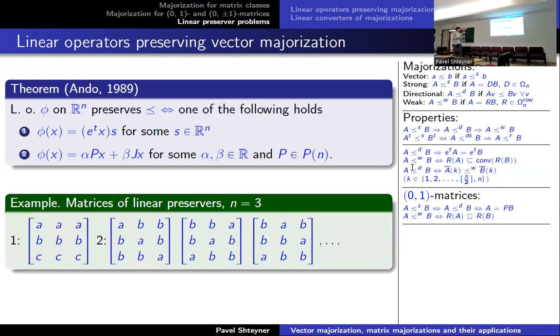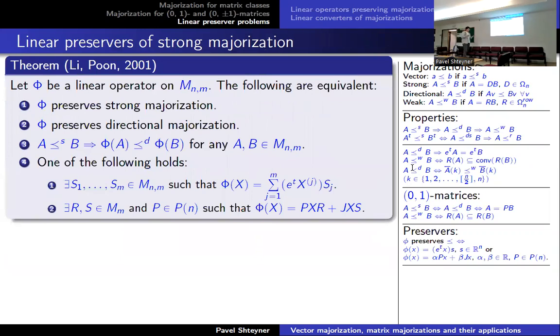What are the matrices of these operators? The first type simply means that the matrix of the operator should have the same rows. And the second type simply means that the matrix of the operator is a linear combination of the matrix of all ones and some permutation matrix. This result allowed us to characterize linear operators preserving matrix majorization. This is one of the first results.